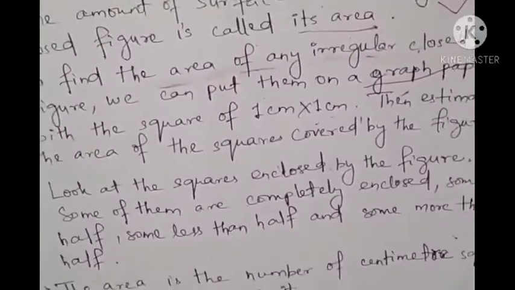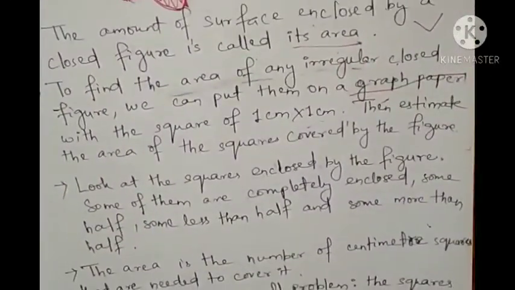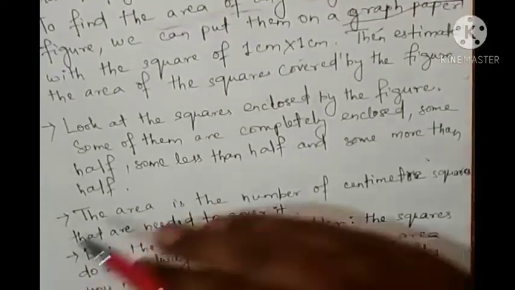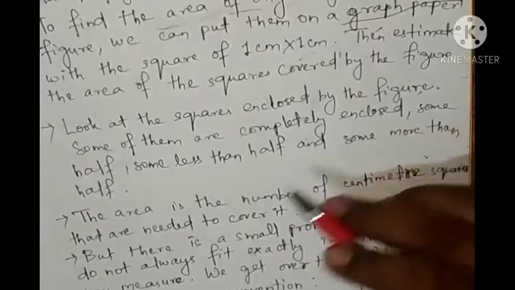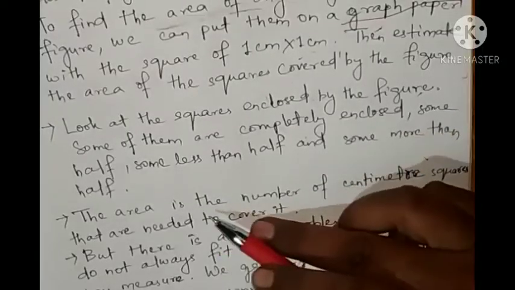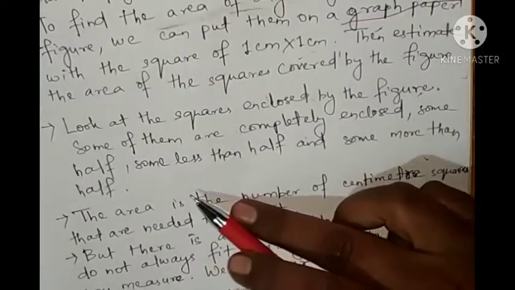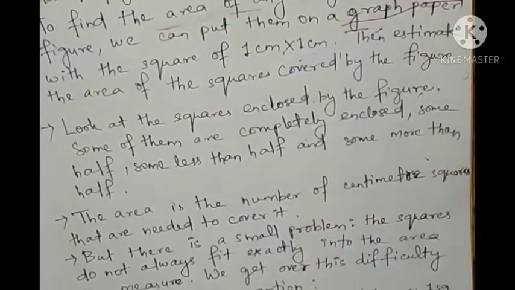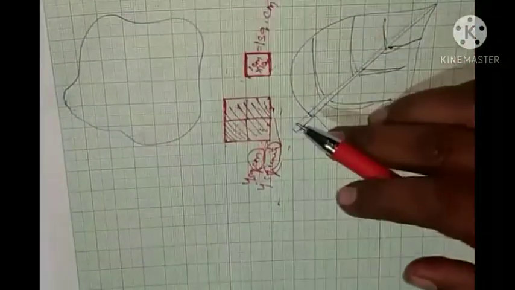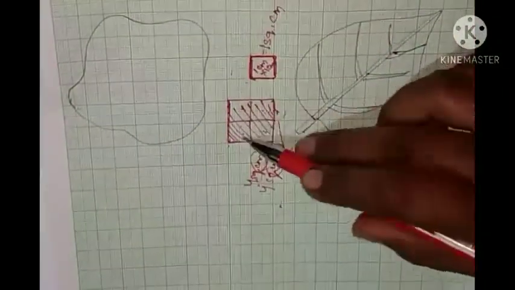So let's see what is given next. So look at the squares enclosed by the figure. Some of them are completely enclosed, some half, some less than half, and some more than half. But here what you have found, all are enclosed. Full squares are there.